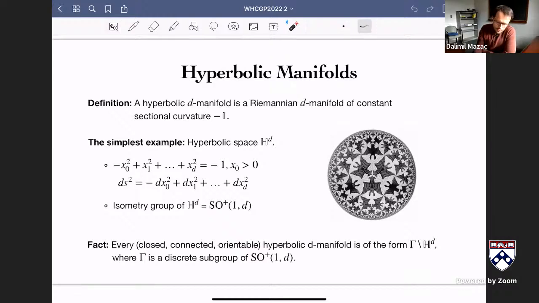An important fact, which will be crucial in the rest of the talk, is that you can realize any closed, connected, orientable hyperbolic d-manifold as a quotient of hyperbolic d-space. Picking a hyperbolic d-manifold is the same thing as picking a discrete subgroup Gamma of SO(1,d). Then the quotient H^d mod Gamma is the manifold. So Gamma is the fundamental group of our manifold, and H^d is the universal cover of our manifold.